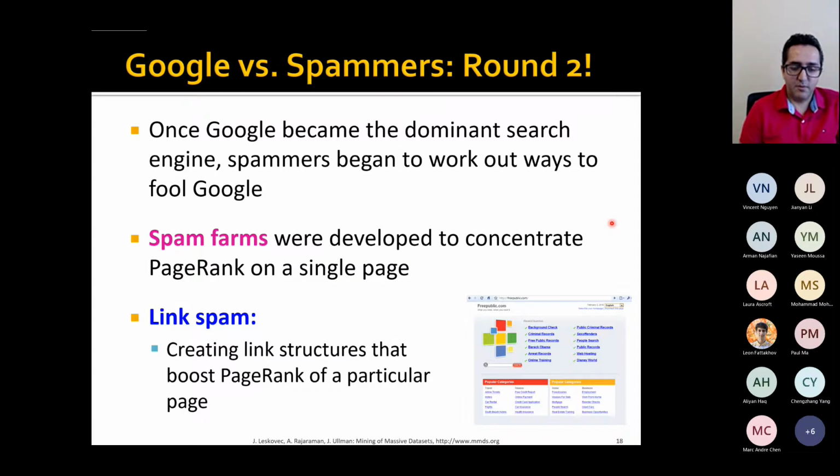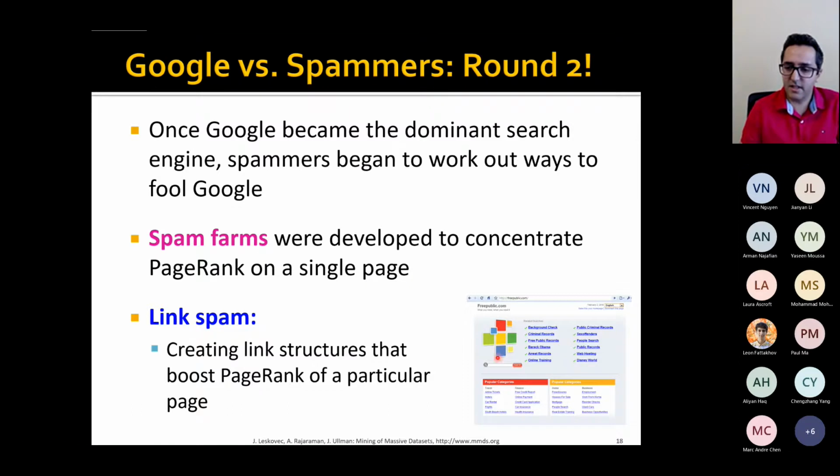We have a new term called link spam. Previously, we had term spam because Google was using term frequency and things like that in the first versions of the search engine. Now it switched to PageRank. So now spammers use link spam. Now they try to mess with the structure of the links in order to break Google's PageRank algorithm.